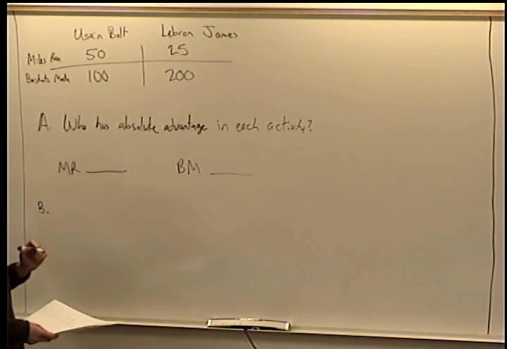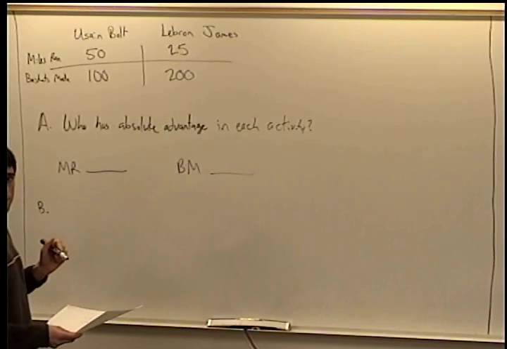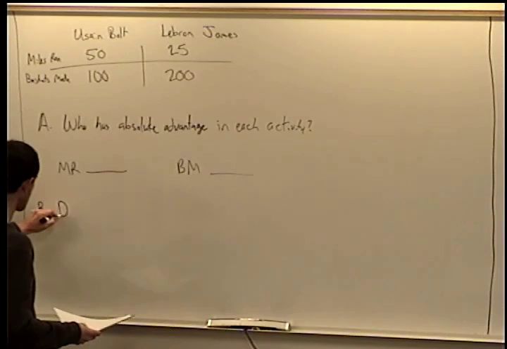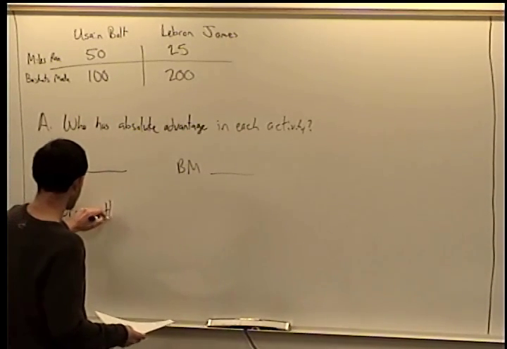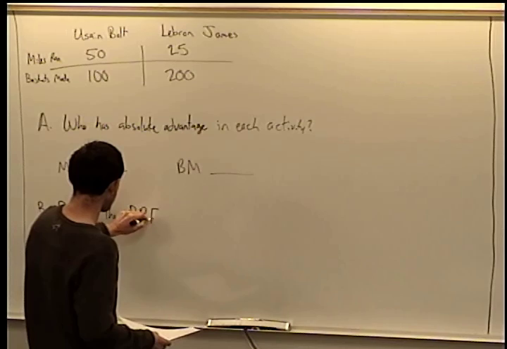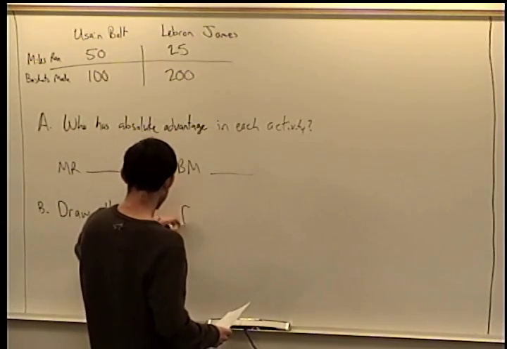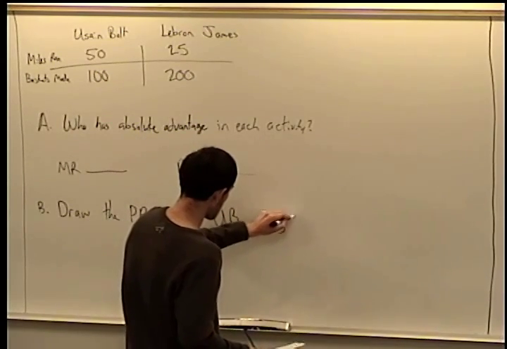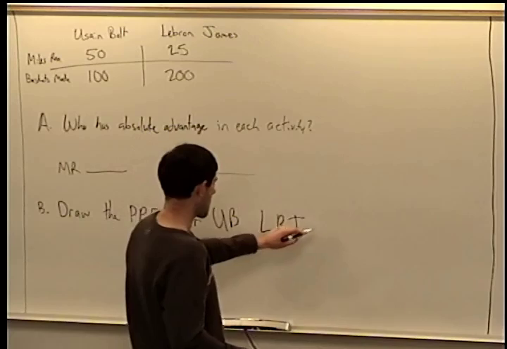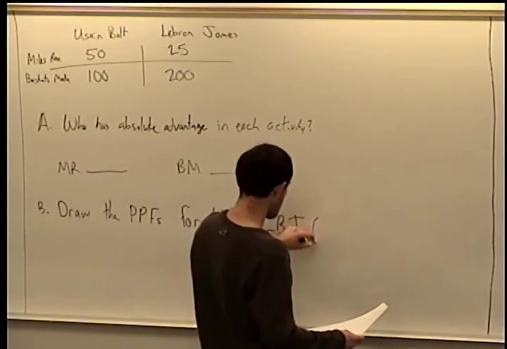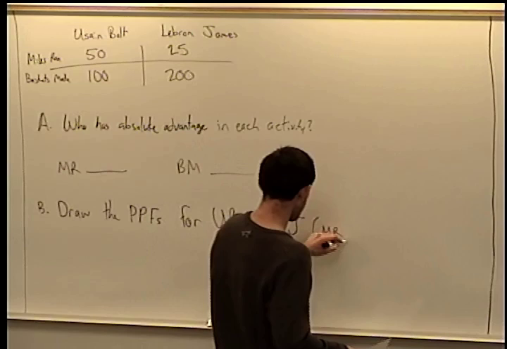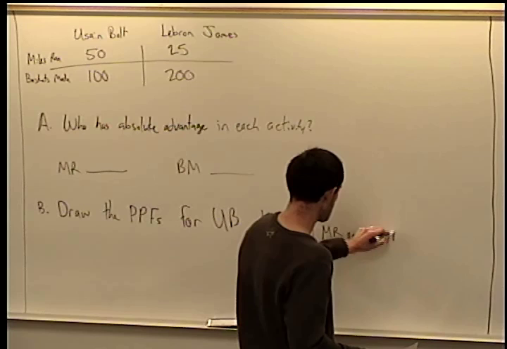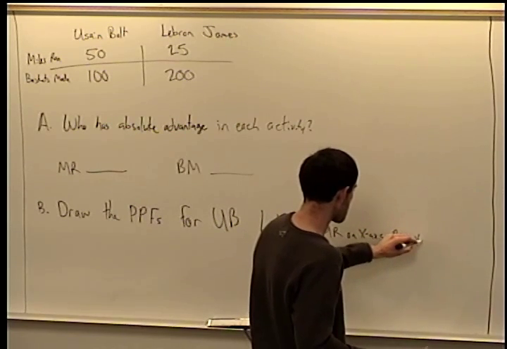Part B is draw the production possibilities frontiers for both Usain Bolt and LeBron James. So draw the production possibilities frontiers for Usain Bolt and LeBron James. And for this one, we want miles ran on the x-axis, baskets made on the y-axis.